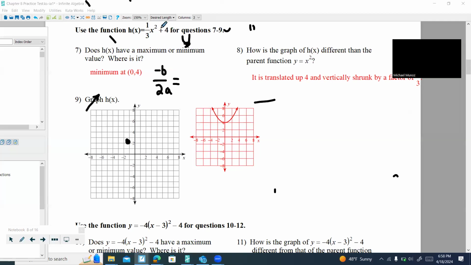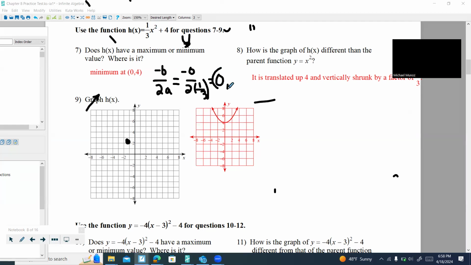So negative b. Since I don't see a b, because remember it goes a, b, and then c, since there's no b, that's the same thing as 0 times 2. Well, it's negative 0, which doesn't really matter. Negative 2 times 1/3. Well, 0 divided by anything is going to be 0. So our x value is 0. Now we just have to figure out the y.